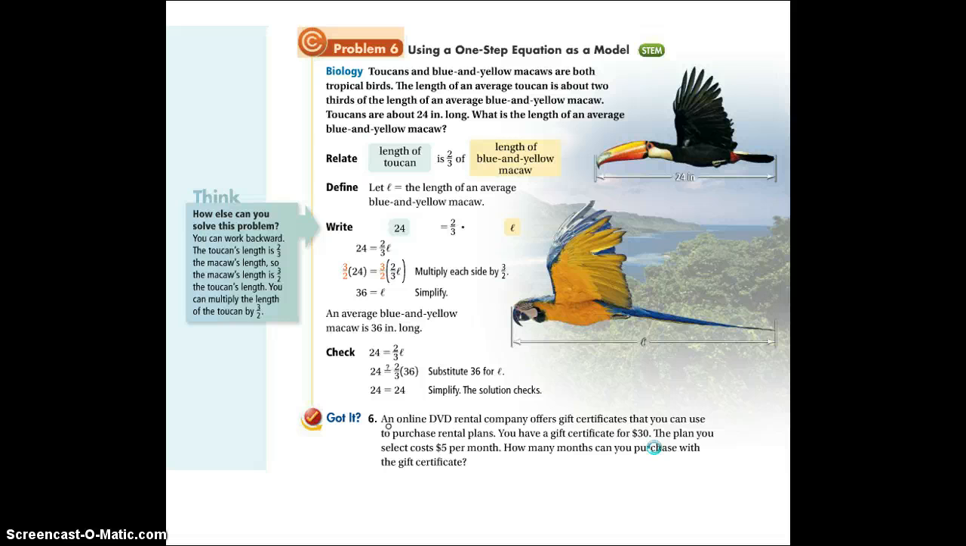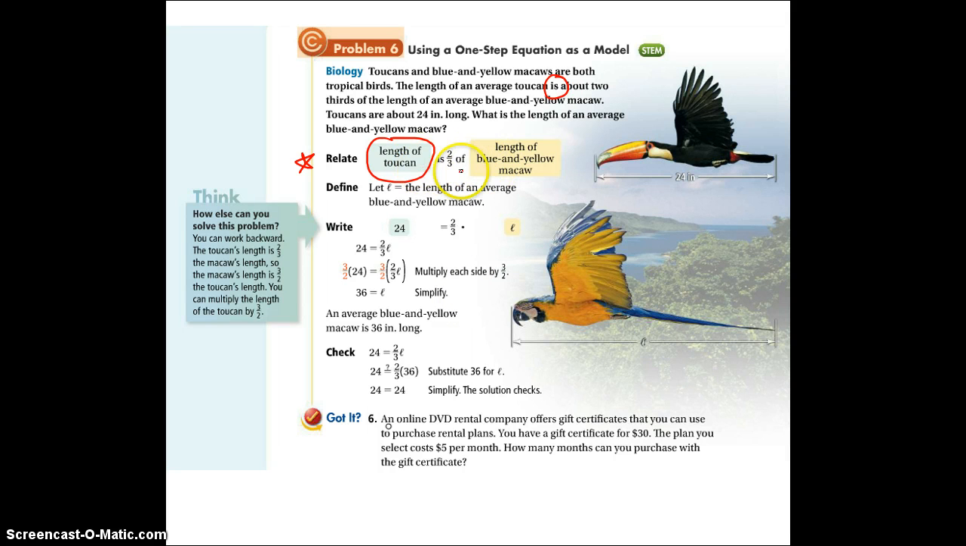Modeling equations in word problems. In word problems, always try to focus on picking out the key pieces of information. So toucans and blue and yellow macaws are both tropical birds. The length of an average toucan is about 2/3 of the length of an average blue and yellow macaw. So the length of an average toucan is 2/3 of the length of a blue and yellow macaw. So I develop my word phrase, and then I translate my word phrase into the equation.